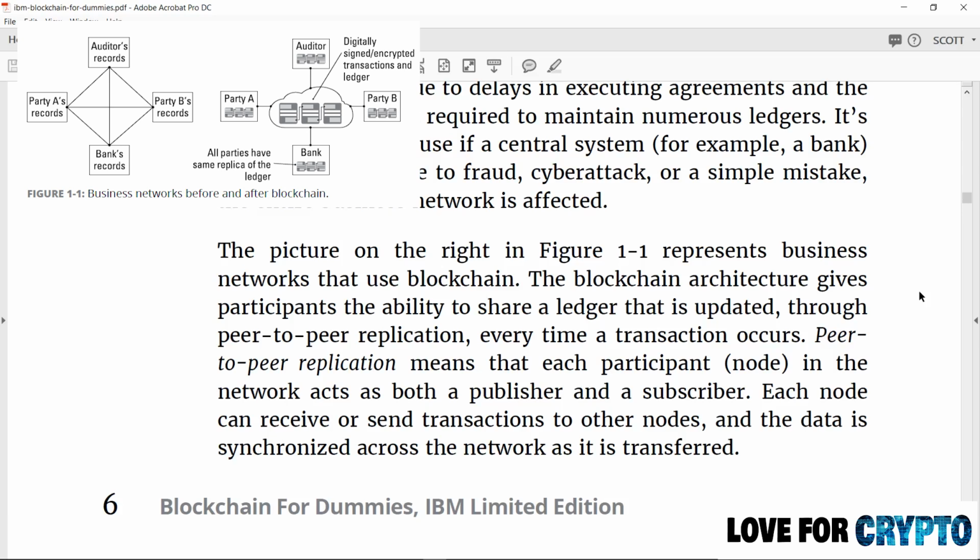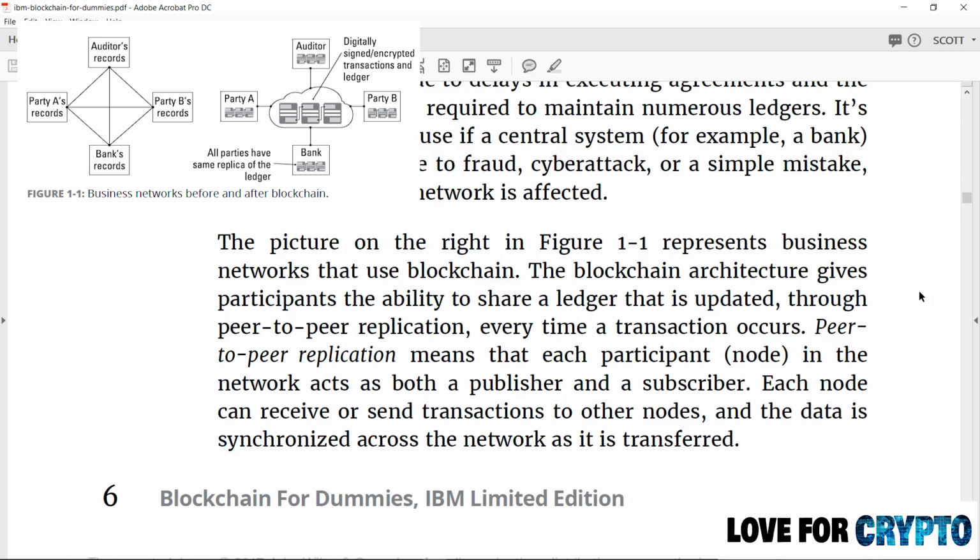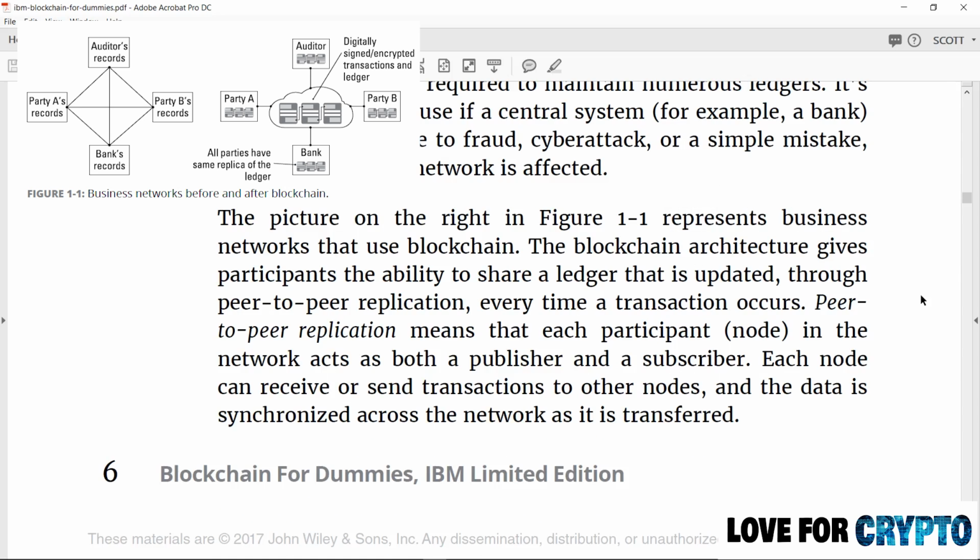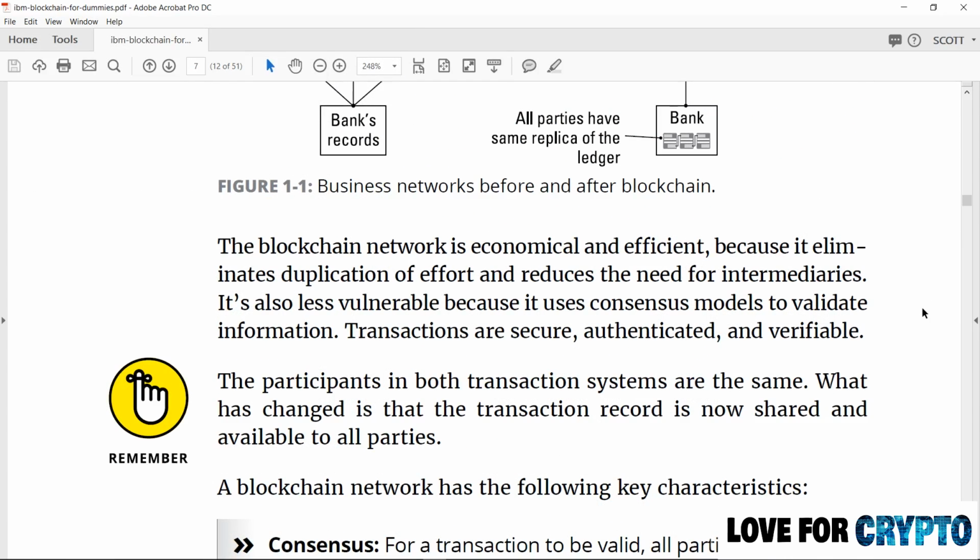The blockchain architecture gives participants the ability to share a ledger that is updated through peer-to-peer replication. Every time a transaction occurs, peer-to-peer replication means that each participant node in the network acts as both a publisher and a subscriber. Each node can receive or send transactions to other nodes, and the data is synchronized across the network as it's transferred.